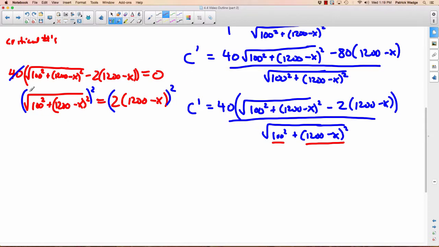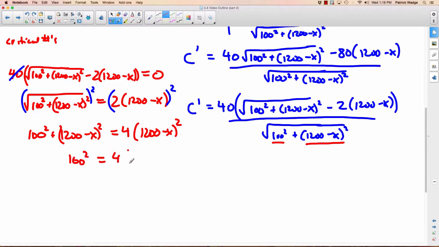So when you square this side, the square root sign is just gone. You have 100 squared plus 1200 minus x all squared equals, when you square this side, you're going to square the 2 and get 4, and you also have to square the part in brackets, 1200 minus x squared. And you'll notice I haven't expanded any of this stuff, and there's a reason for that. If you take a look here, you have 1200 minus x squared and 1200 minus x squared. That's great. Let's keep the 100 squared over here, equals 4 times 1200 minus x all squared.